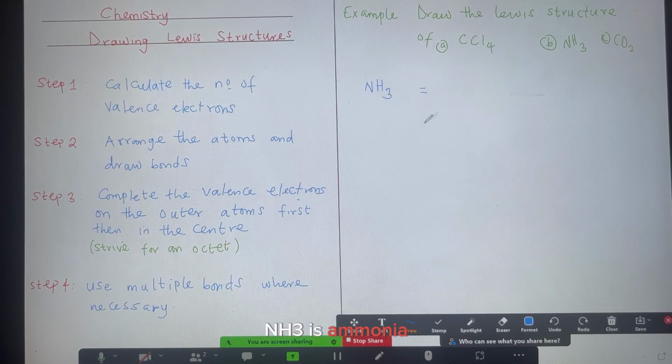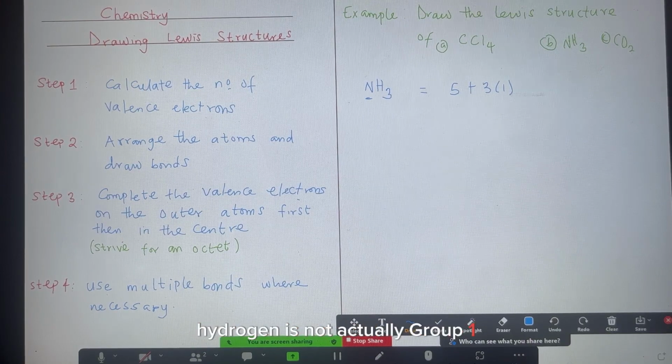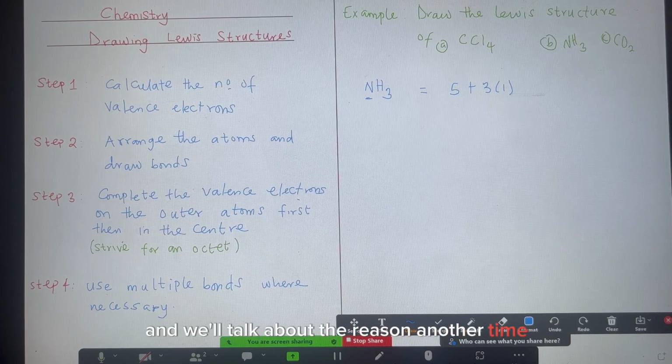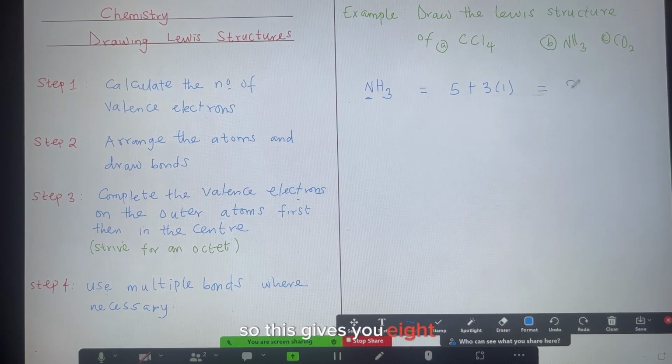NH3 is ammonia, and the usual way, nitrogen is in group 5, so that's 5. And here we have 3 multiplied by hydrogen. We're going to pick the number of valence electrons of hydrogen as 1. Okay? Quick update here. Hydrogen is not actually in group 1. They just place it there. In some periodic tables, they actually put it separate from group 1. And we'll talk about the reason another time. So this gives you 8.